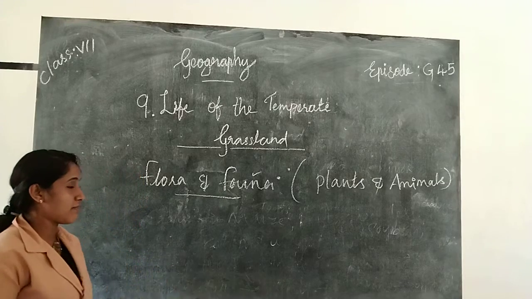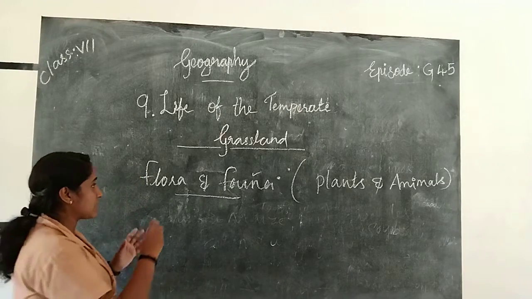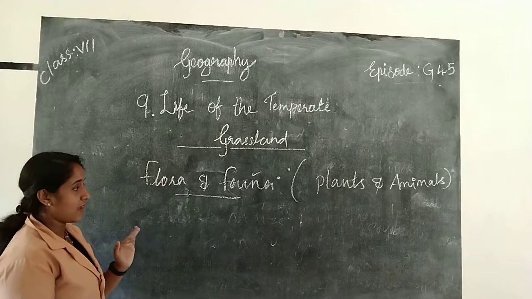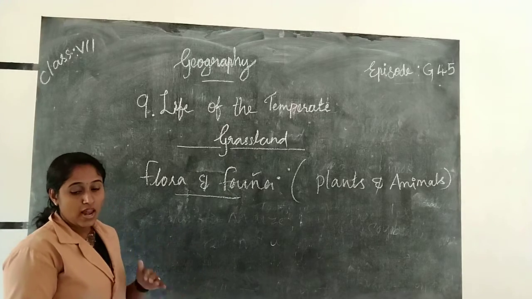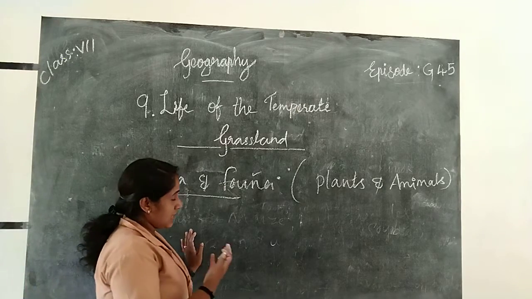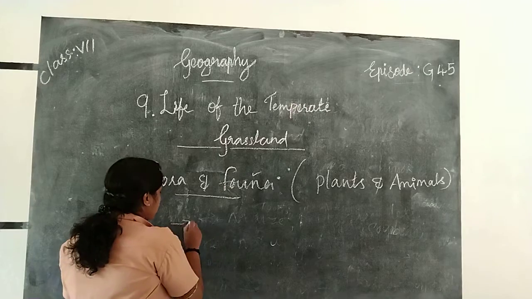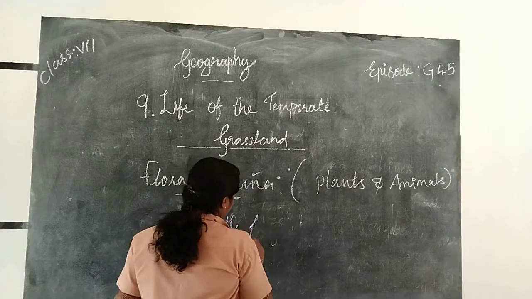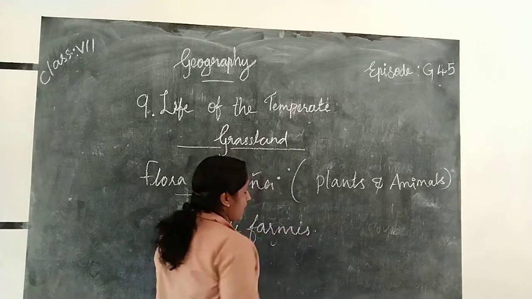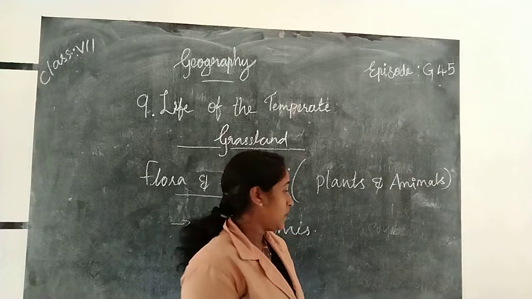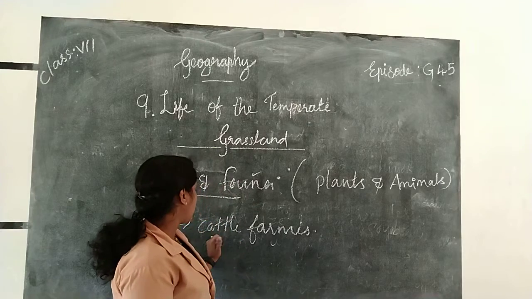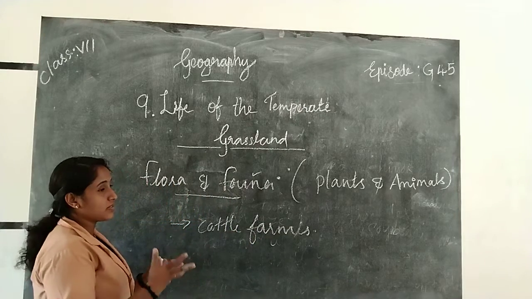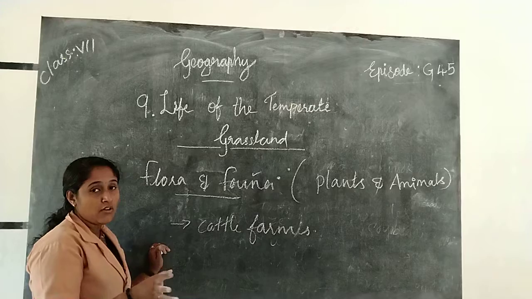There is a huge amount of cattle. We can farm the cattle because the grassland is suitable for cattle. So because of that, there is a lot of cattle we can farm in that region. We can see large cattle farms there. Cattle farms are commonly seen in prairies, because the prairies are most suitable for living cattle.